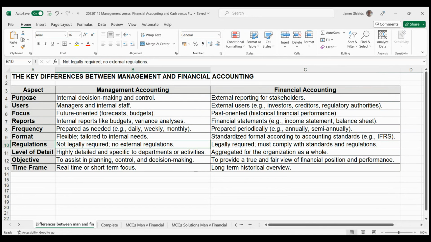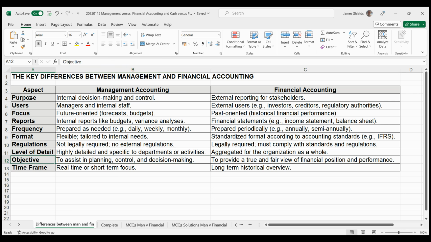Regulations: management accounting is not legally required, no external regulations. Financial accounting is legally required and it must comply with standards and regulations. The level of detail: management accounting is highly detailed and specific to departments or activities. Financial accounting is aggregated for the organisation as a whole.